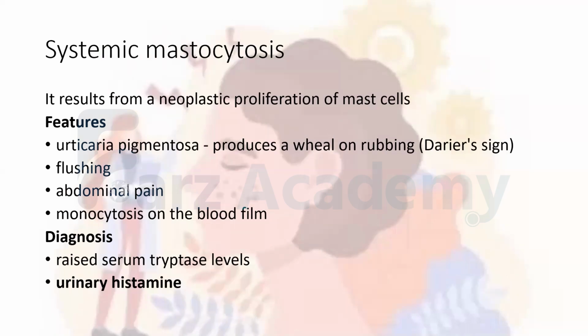In your exam, you can be asked what is the most typical sign of systemic mastocytosis, then you will have to remember it's Darier's sign, which is nothing but a wheal which appears on rubbing the skin. Next is flushing, abdominal pain. Monocytosis is usually seen on evaluation of the blood film. How do we diagnose this condition? Raised serum tryptase level as well as urinary histamine. So these two are the diagnostic tests to confirm it as systemic mastocytosis.